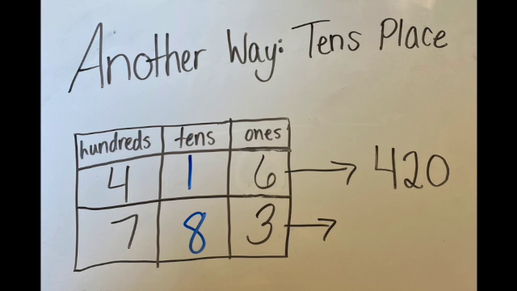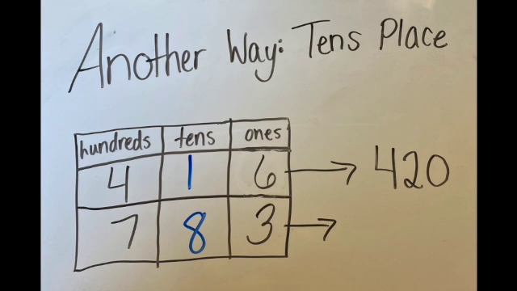And now we're going to look at 783. Again, I made the tens place blue, and I am going to look at the ones place. And I'm going to ask myself, is the ones place 5 or higher? Ooh, a 3. 3 is actually not higher than 5. And it's not the number 5, so it's not 5 or higher. It's 4 or lower. So that means I'm going to round down.